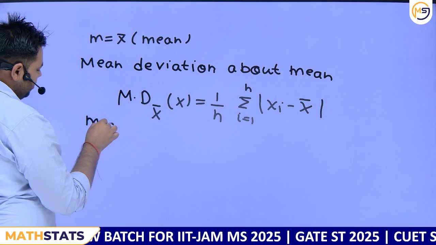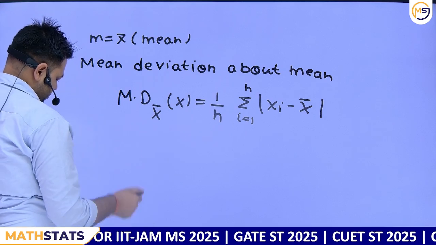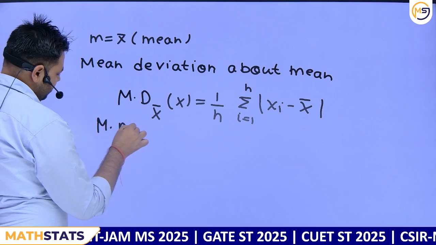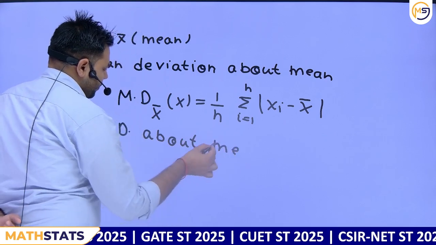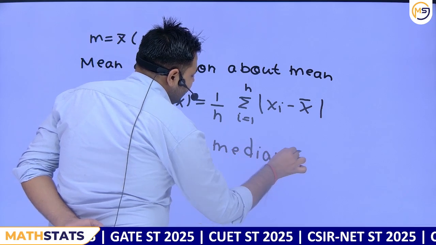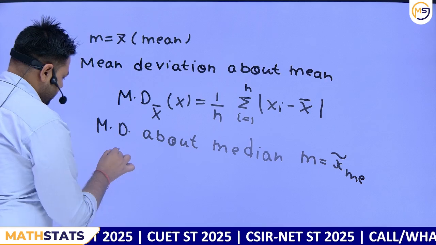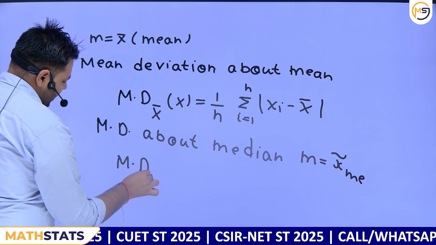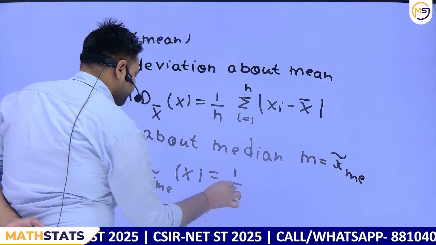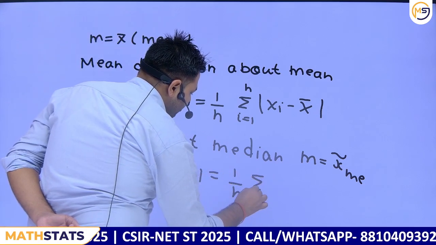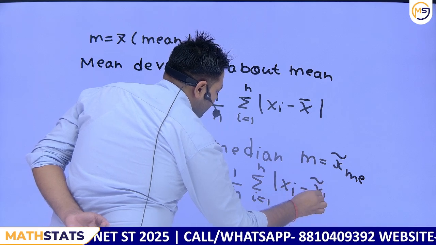Now mean deviation about median. Putting the value of median m equal to x tilde m, this is denoted by MD about x tilde m of x equal to 1 upon n summation i equal to 1 to n mod of xi minus x tilde m.